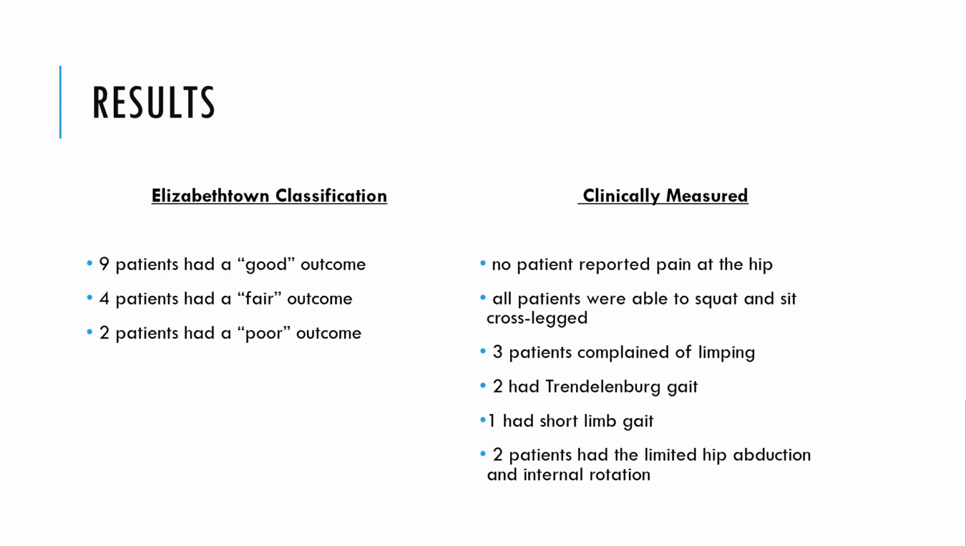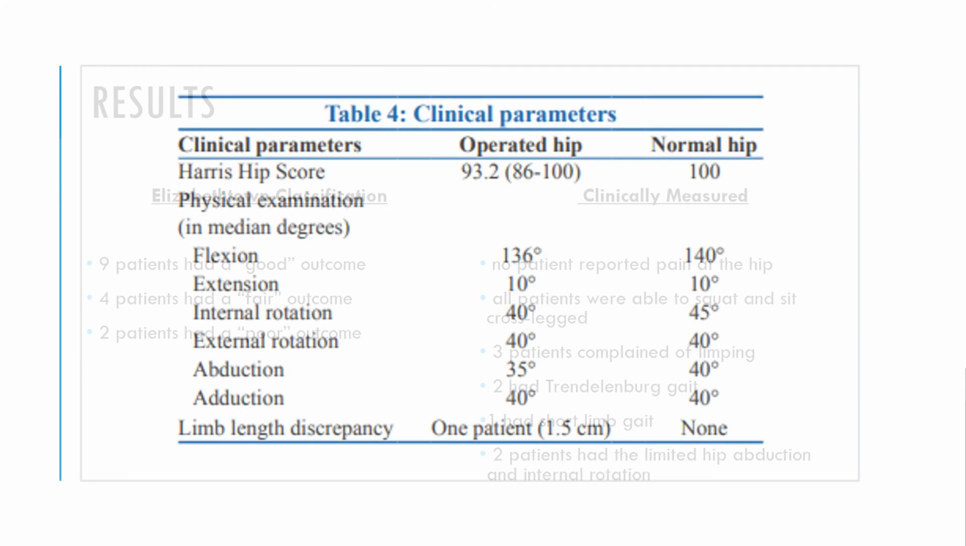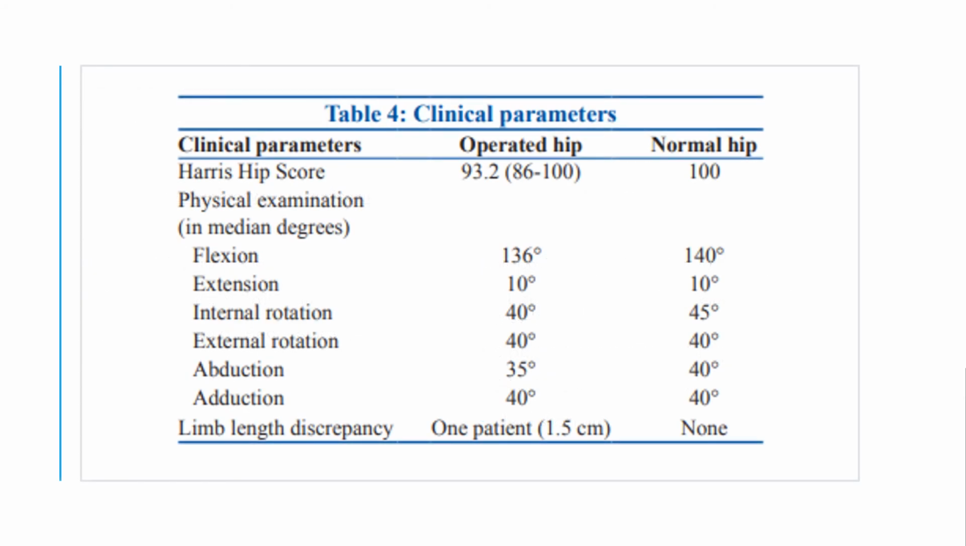These are the results from the study of the affected hip post-surgery. 9 patients had a good outcome, 4 had a fair outcome, and 2 had a poor outcome. Some of the positive observations that were noticed were that there was no pain reported after the surgery, and every child was able to sit cross-legged and do a squat. On the other hand, some patients still had a gait deviation and limited range of motion in their hip. Overall, hip range of motion throughout the study increased, resulting in almost near full range of motion compared to their normal hip.